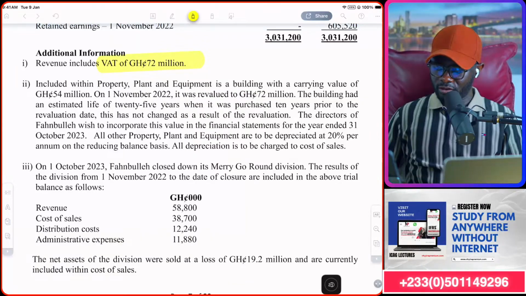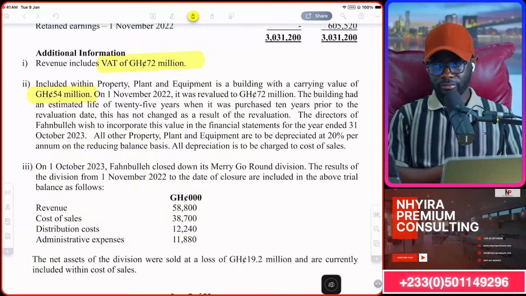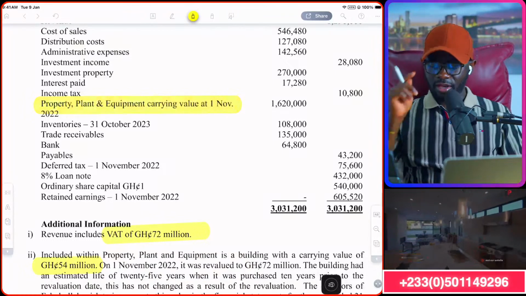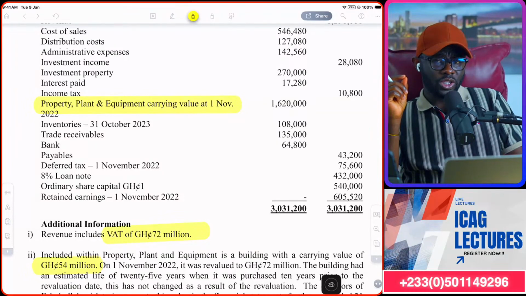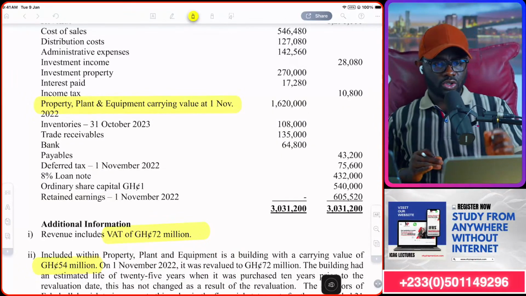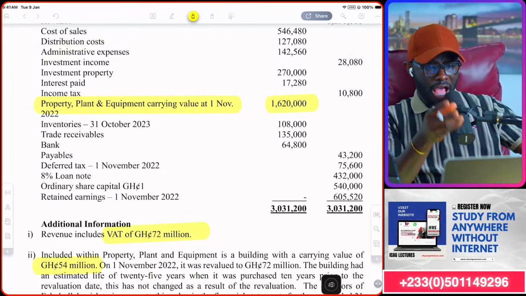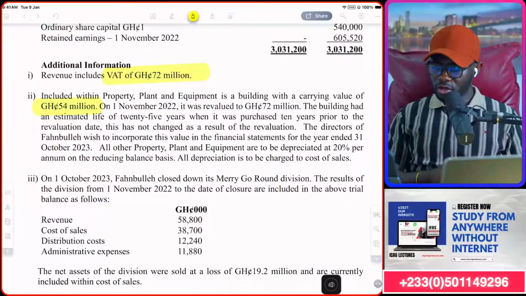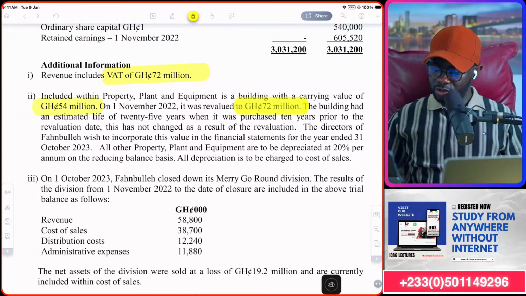Included in property, plant, and equipment is a building with a carrying amount of 54 million. So go back to the trial balance and you can see property, plant, and equipment at 1st November 2022. Now, if the year ends on 31st October 2023, then it starts on 1st November 2022. So what we are seeing here is the carrying amount of assets at that date, at the beginning of the year. On 1st October 2022, which is the beginning of the year, it was revalued to 72 million.